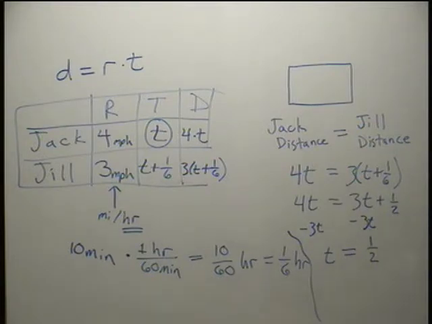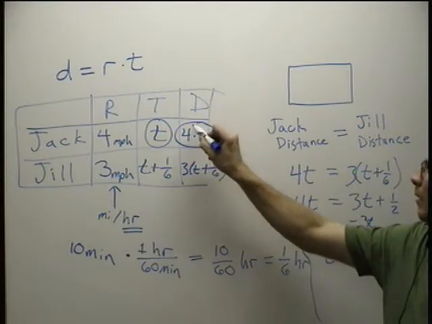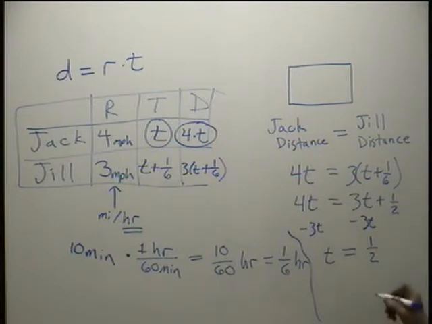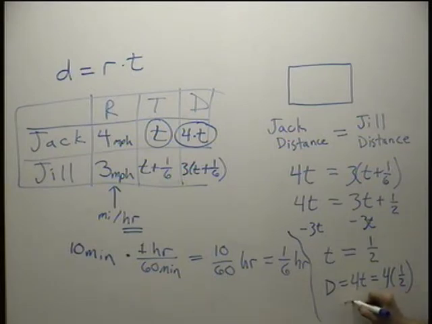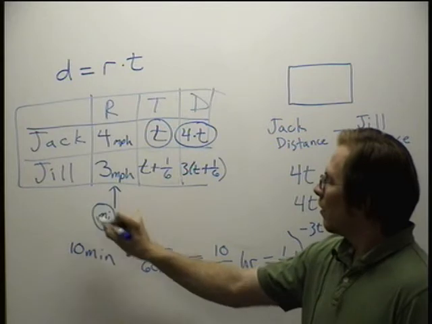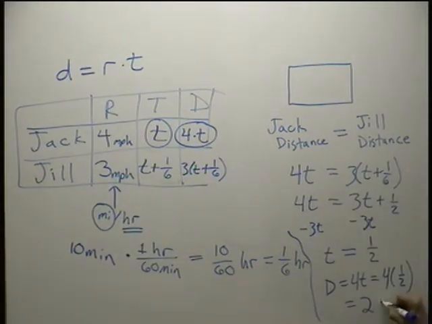We were asked to find the distance around the block. The distance is given by this quantity 4 times t. So the distance is 4 times t. t we have found to be 1/2, so we put 1/2 in for t, and we find that it's equal to 2. And because the rate is given in miles per hour, that must mean that the distance is 2 miles.